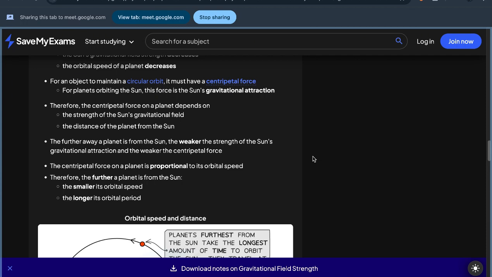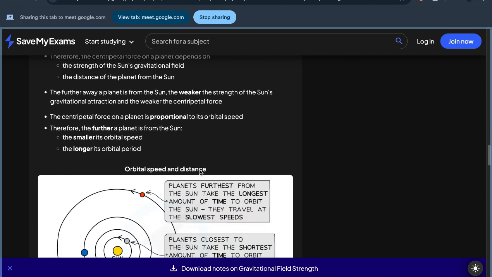Now let's take a look: the centripetal force on the planet depends on what? The strength of the sun's gravitational field. It depends on the gravity of the sun and the distance of the planet from the sun. So the centripetal force depends on the gravity, the G value of the sun, and the distance of that particular planet away from the sun. So two factors.